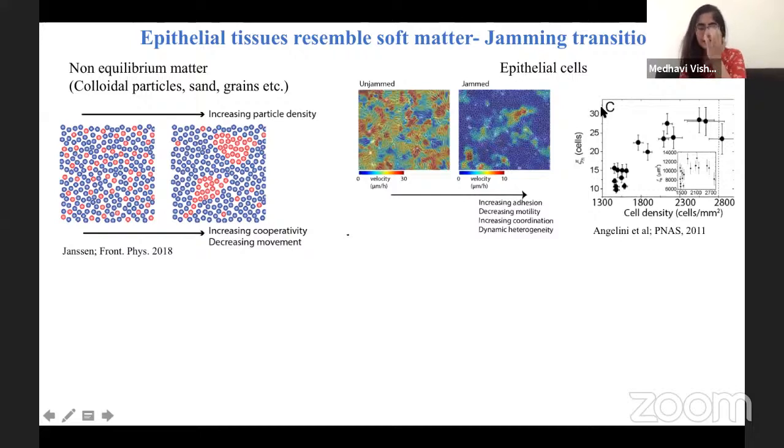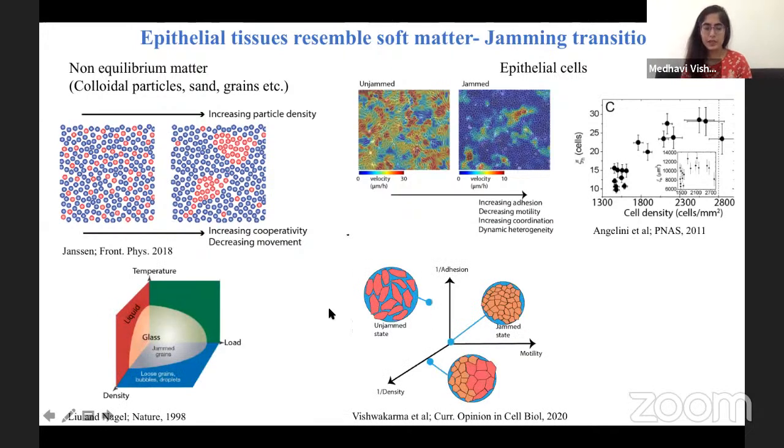Similar characteristics can be seen in epithelial tissues. When you go from low density to high density of epithelial cells, you obtain an increase in coordination of movement, and you obtain a kinetic arrest. So cells are being arrested, so there's less movement, but whatever movement is there is all coordinated or correlated. There is increased coordination between neighbors and less movement altogether. This is very similar to non-equilibrium matter that you see in nature, and you can appreciate it in this graph, where the number of cells that coordinate increases when the cell density is increasing, and the velocity is decreasing when the cell density is increasing.